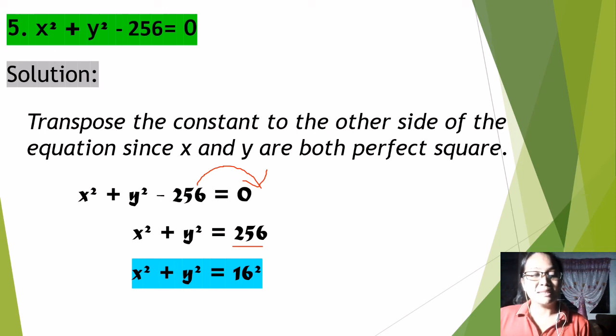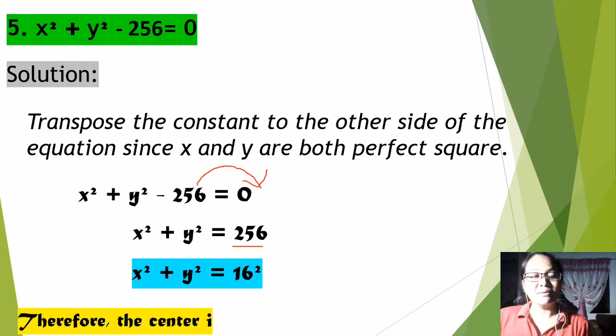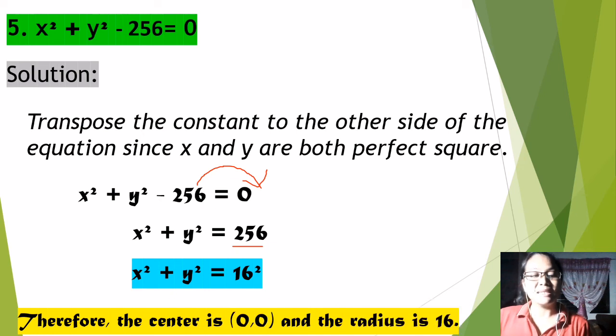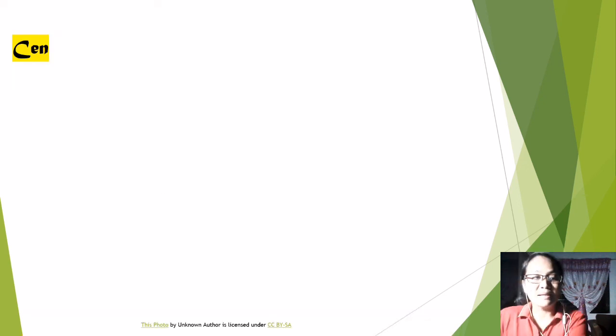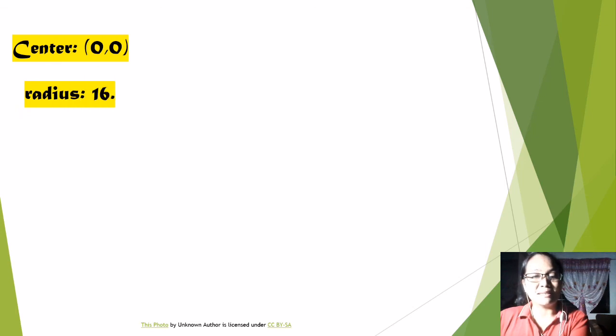So to extract the square of this equation, we can equate it to 0. So x squared, square root of x squared is equal to 0. Then x is equal to 0. The same with y. The square root of 16 squared is 16. Therefore, the center is 0 and 0 and the radius is 16. So let's graph now in a Cartesian plane. Center is 0, 0 and radius is 16.